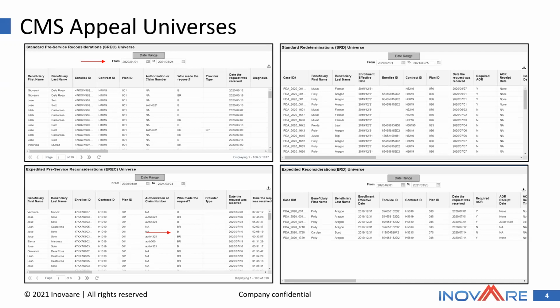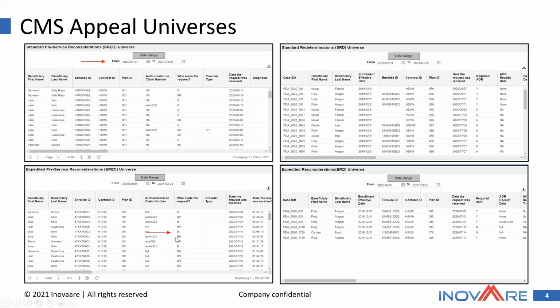You'll notice on the upper left-hand corner there, I have the standard pre-service reconsideration appeal universe. I have an arrow that points to the from and to dates. You're going to want to have some type of field here where you can quickly, as I mentioned previously, put in the to and from dates for your look back period.